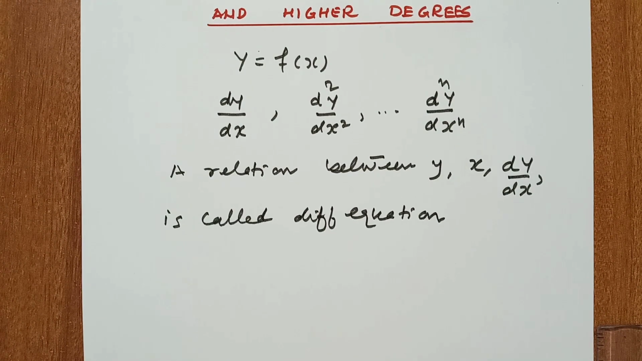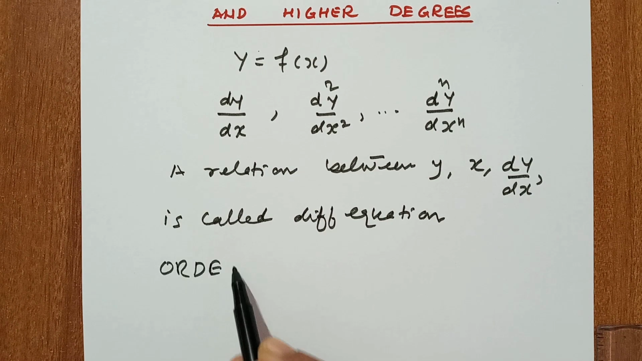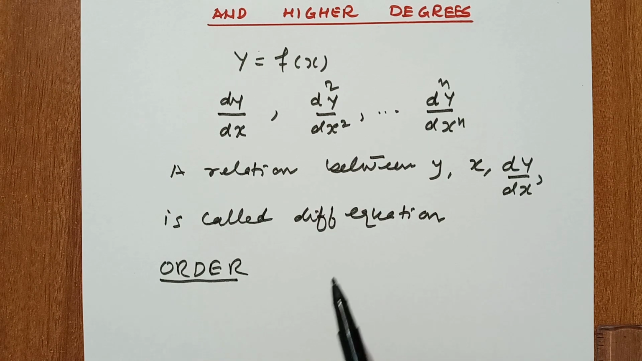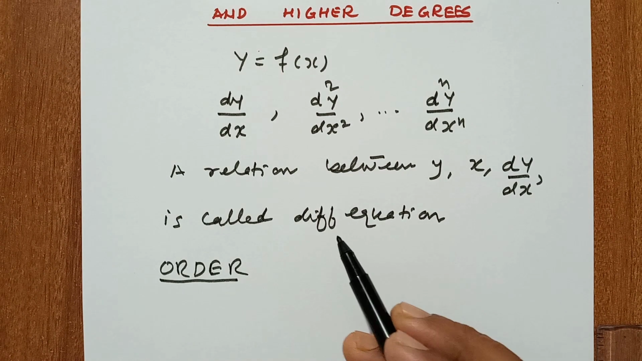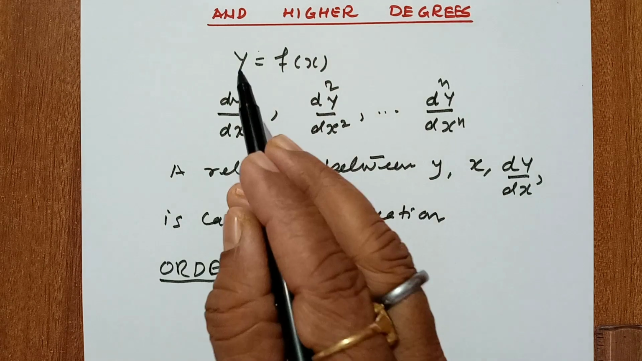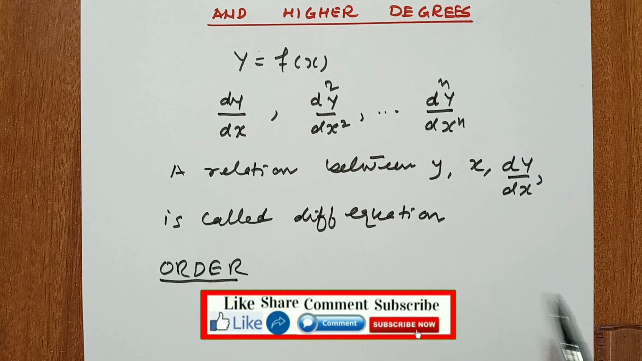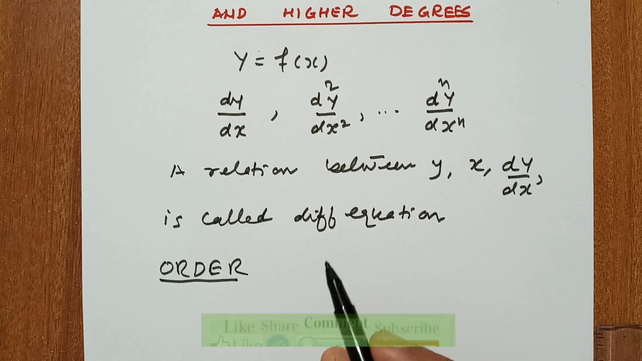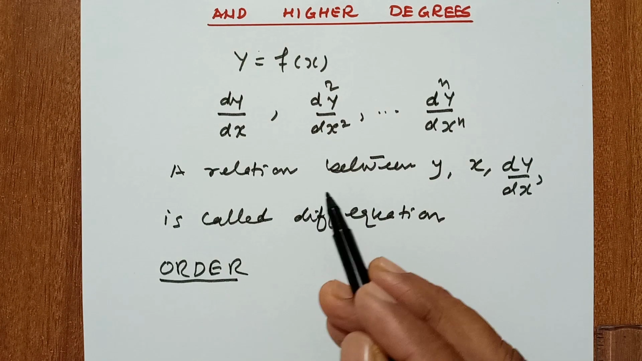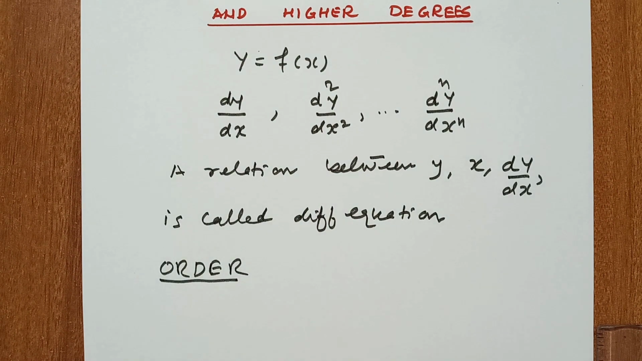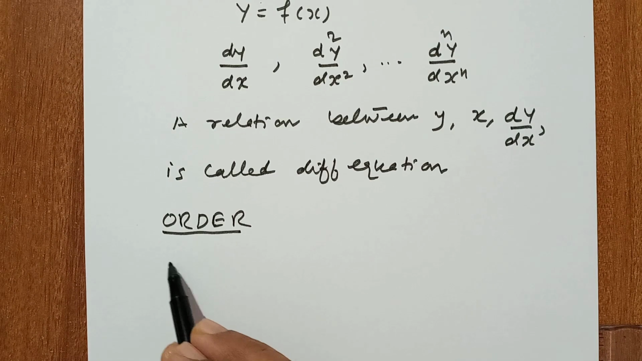What is order and degree? Order and degree are very simple. First we see how many times y is differentiated with respect to x in the given differential equation. This is called the order. And the degree is the power of the highest order derivative, which is called the degree of the differential equation. Okay, so order and degree.